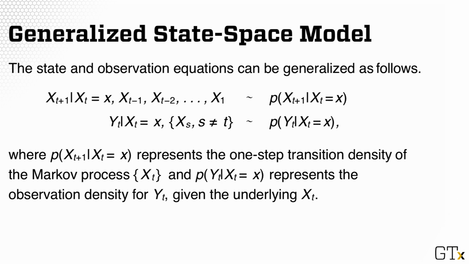The state space model introduced in the previous slide is the simplest representation of a state space model. We can generalize this model by modeling the conditional distribution of the observed time series y_t given the hidden time series x_t with a more general distribution, which represents the observation distribution. Similarly, we can describe the one-lag dependence of the hidden process x_t, or the conditional distribution of x_{t+1} given x_t, with a more general distribution, which represents the one-step transition density of the Markov process.